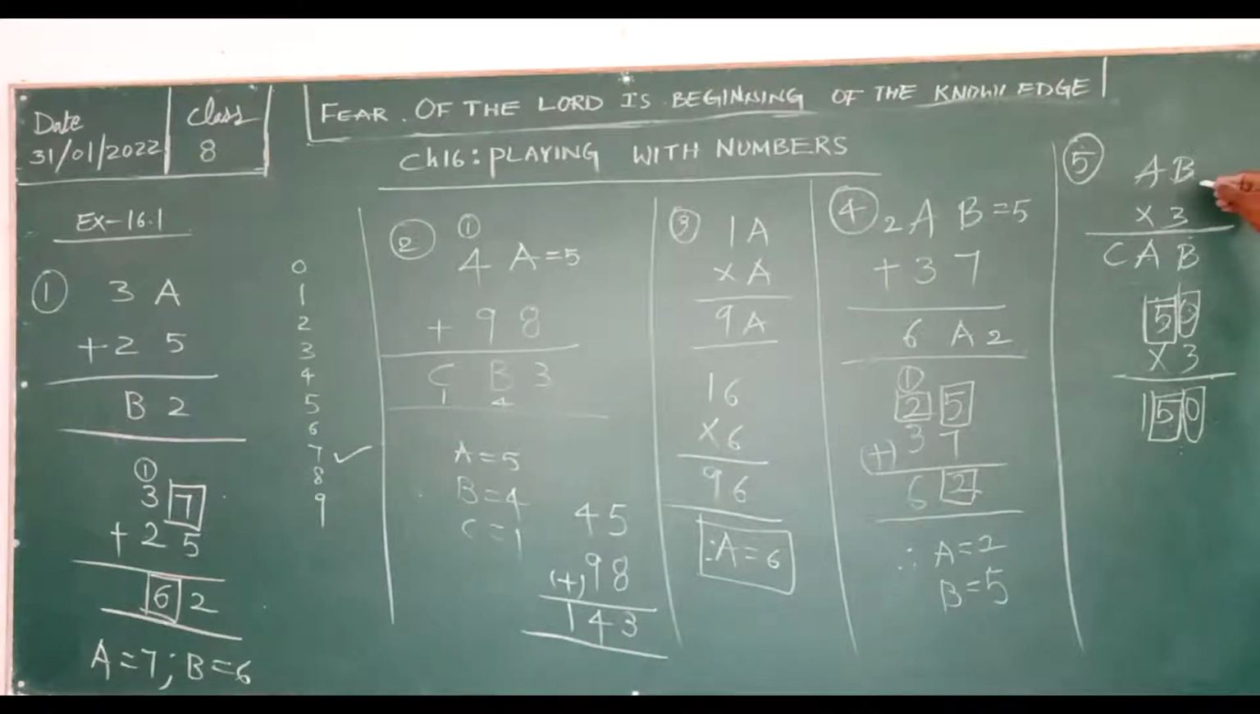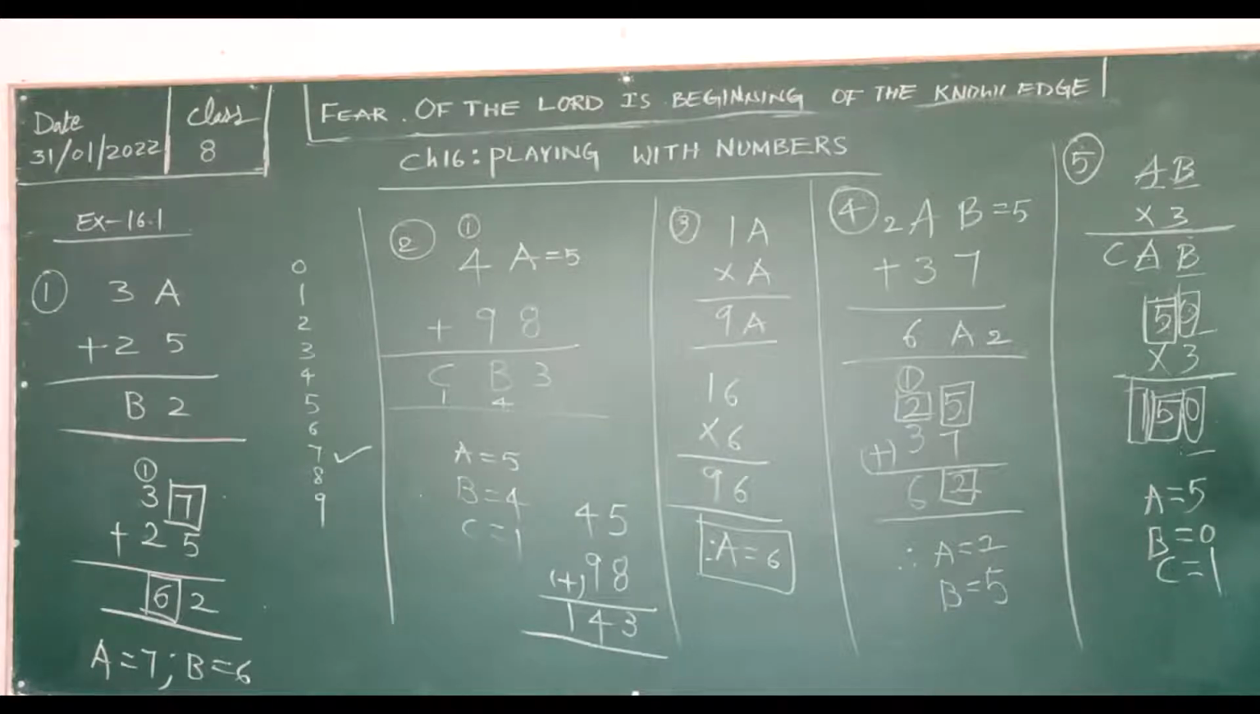Means see first, the first one is the same. 0, 0 same, and A same, that means 5 and 5 same. And then C should be different, so here a different number, 1. So at last our answer: A is equal to 5, B is equal to 0, and C is equal to 1. Understood this? Anyone having any doubt in this?